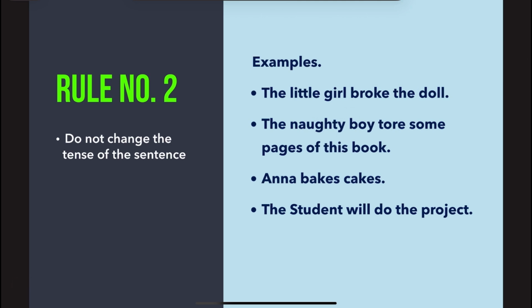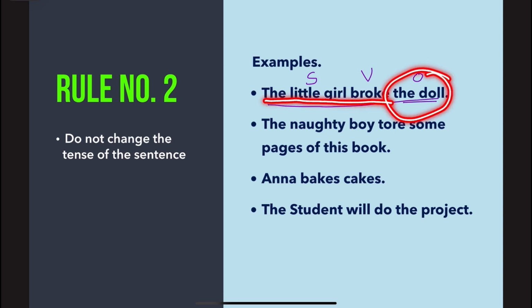Rule number two: do not change the tense of the sentence when you are changing it from active to passive voice. I'm taking the same examples, but now I will tell you how to change from active to passive. The little girl broke the doll. The little girl is the subject. Broke is the verb. The doll is the object. Now I will tell you the trick to make a sentence passive. The little girl broke what? She broke the doll. The doll was broken by the little girl.